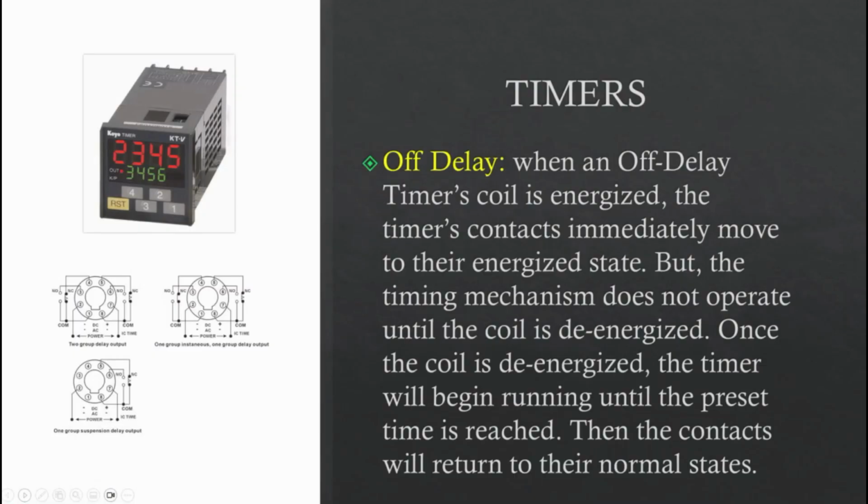Off delay. When an off delay timer's coil is energized, the timer's contacts immediately move to their energized state. But the timing mechanism does not operate until the coil is de-energized. Once the coil is de-energized, the timer will begin running until the preset time is reached. Then the contacts will return to their normal states.